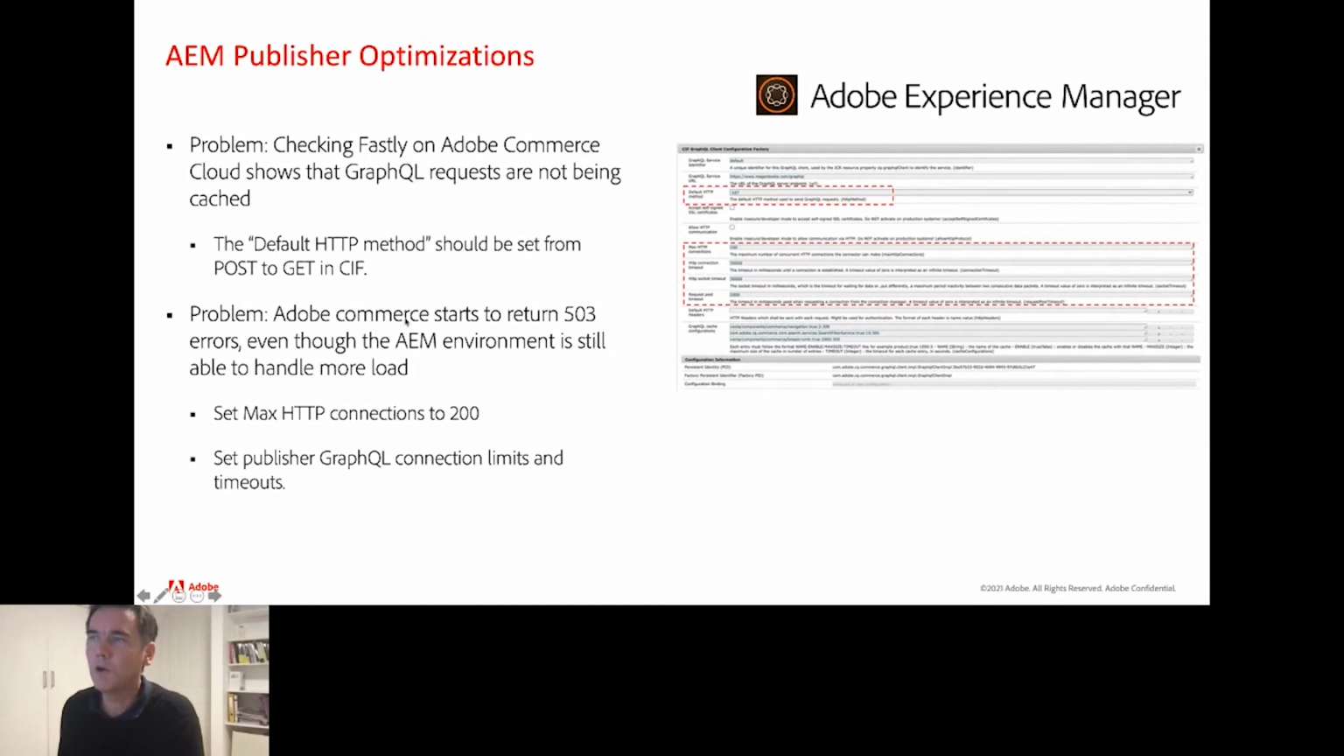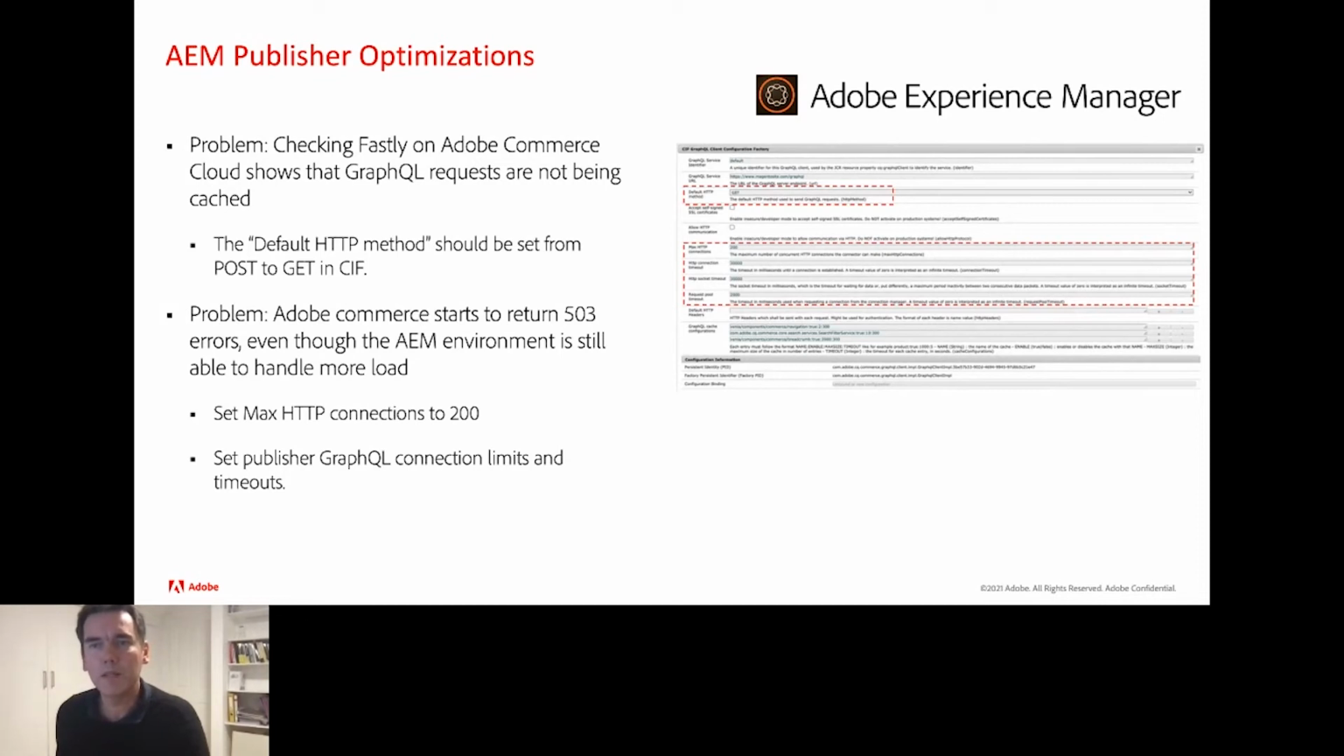Another problem: Adobe Commerce starts to return 503 errors, even though the AEM environment is still able to handle more load. Initially, the max HTTP connections in the OSGi settings should be set to the default Fastly maximum connections limit, which is currently set to 200. Even if there are multiple publishers in the AEM farm, the limit should be set the same across each publisher, matching the Fastly setting.